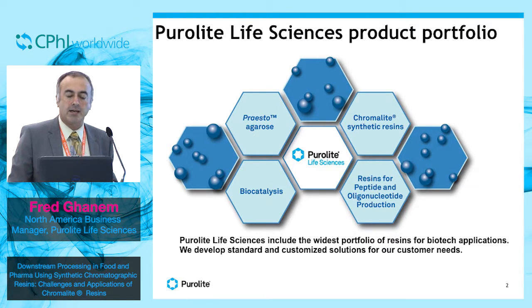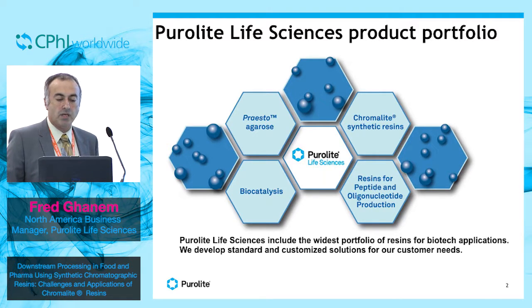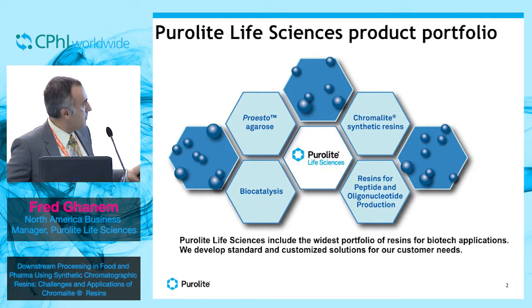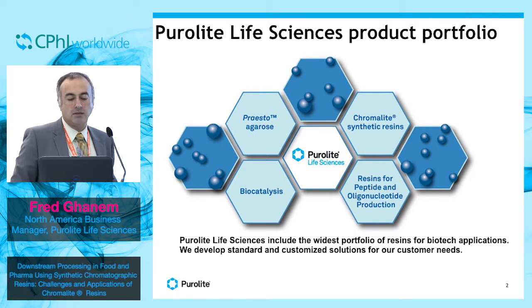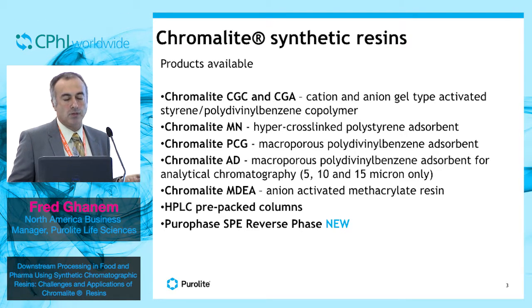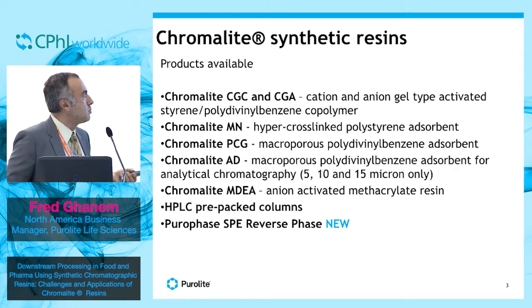So what are the Chromalite synthetic resins? They're mainly polystyrene or divinyl benzene resins, most of the products. Some of them are non-functionalized, while others are ion exchange. They're typically used for small molecule separations. The Chromalite CGC, for example, is the cation, and CGA is the anion. They're gel-type resins that you can use to purify things like saccharides, small amino acids to large amino acids, and small peptides.